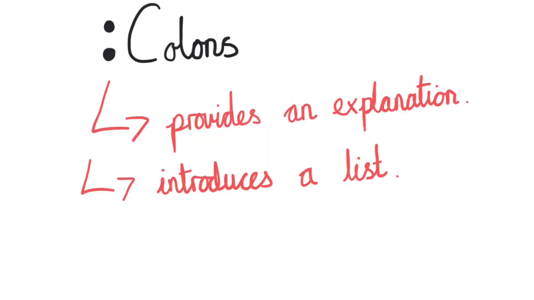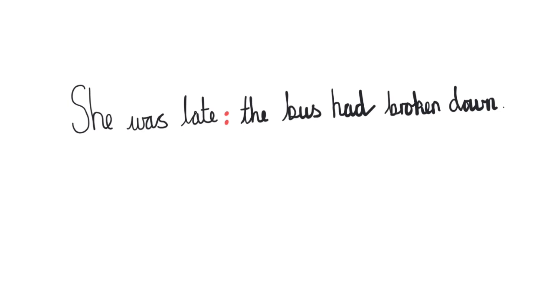Okay, so let's do a little bit of work on colons now. Now, colons have two main purposes. They provide some kind of explanation to something, or they can introduce a list. Okay, so let's have a look at an example of how it can be used before an explanation. Now, it's quite easy to mix these up with semicolons, so really try and listen carefully here at the difference between the two, because it is only small.